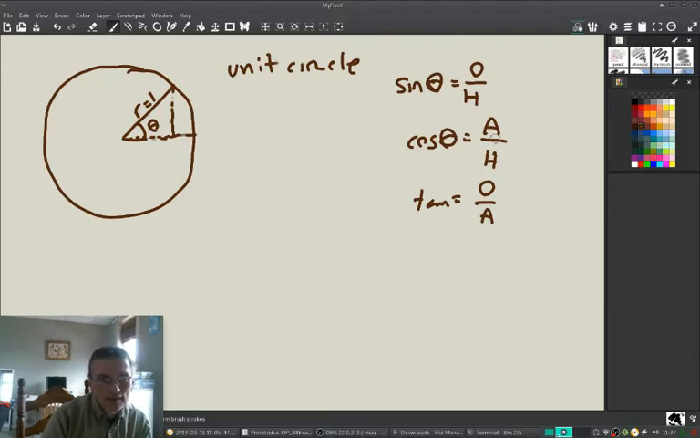I always remember it's SOHCAHTOA. I don't know, it sounds like some Polynesian island. Sine is opposite over hypotenuse. Cosine is adjacent over hypotenuse. Tangent is opposite over adjacent.